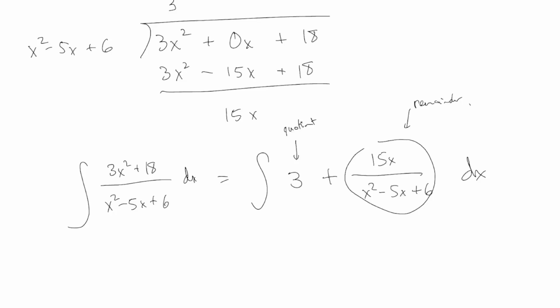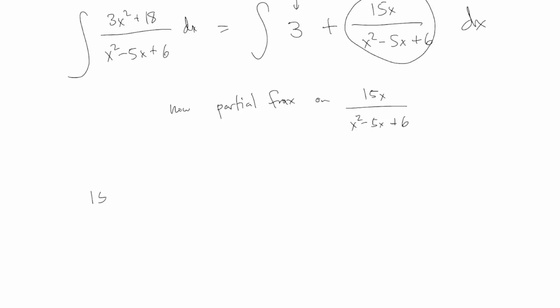All right, and now we can do partial fractions, just on the second part. The 3 by itself we're just going to leave as a 3, because when you do the integral, that becomes 3x, and there's no problem there. It's the other thing that requires our attention: 15x over x squared minus 5x plus 6. I hope everybody remembers how to do the partial fractions. We did this yesterday. You begin by factoring on the bottom, and then you try to split the fraction up.